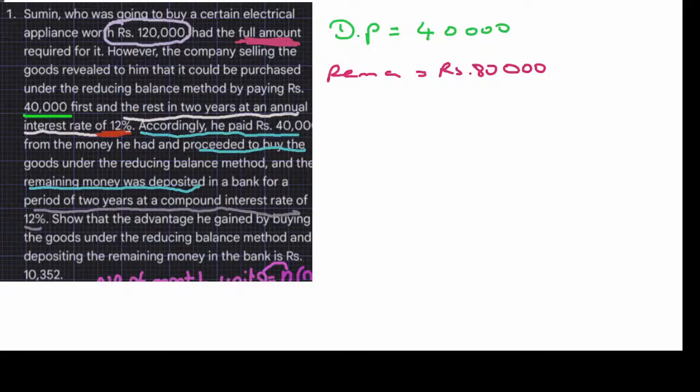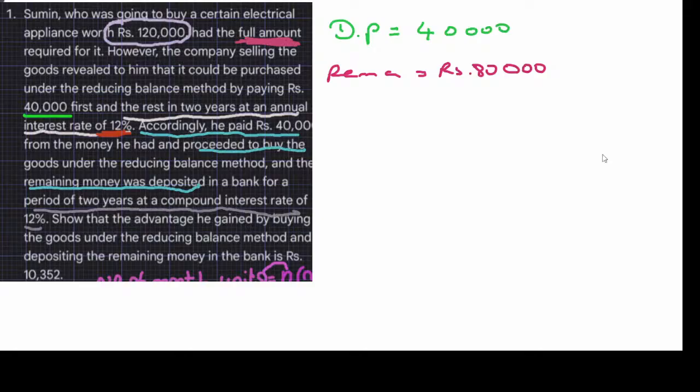How much did he pay? What is the down payment he made? He made a down payment of 40,000. What's remaining in his hand? The remainder is 80,000. He has 80,000 rupees in his hand after making the down payment. Now, what is he doing with this 80,000? He's going to a bank and depositing this 80,000 in a fixed deposit which pays a compound interest of 12% per year.